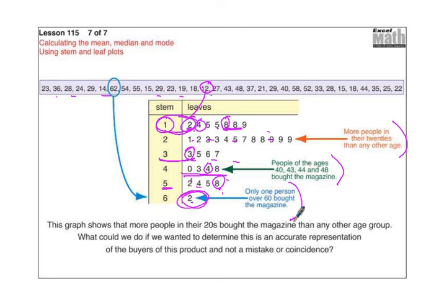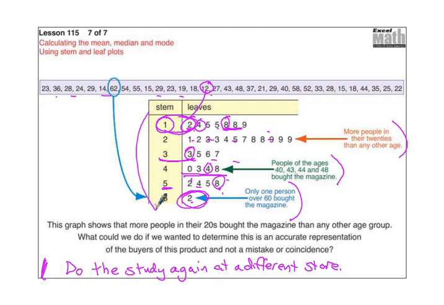Okay, read that question again, pause the video, turn it back on when you're ready to see the solution to that answer. Go ahead and just write down here below what you're thinking about that, okay? All right, I went ahead and paused the video and wrote down my answer. I said that we could do the study again at a different store, and that way we'd find out if our data here was pretty accurate. If we got the same results at another store, we could probably feel pretty good about it.